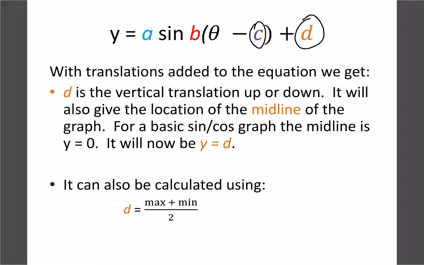The D is going to be telling us how far we're translating up or down, but more importantly, it gives us the location of the middle of the graph. So it's our vertical translation, but we also call that the midline. So for our regular graphs, when we move it up and down, we want to figure out that midline. And the formula we can use is max plus min divided by 2, or just basically figure out the average of the height.